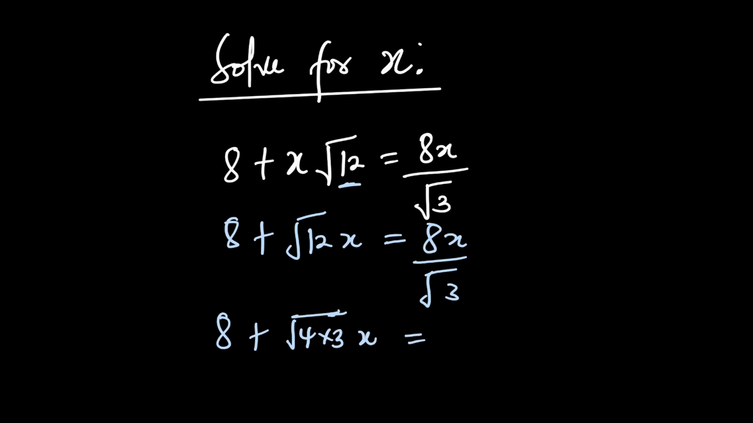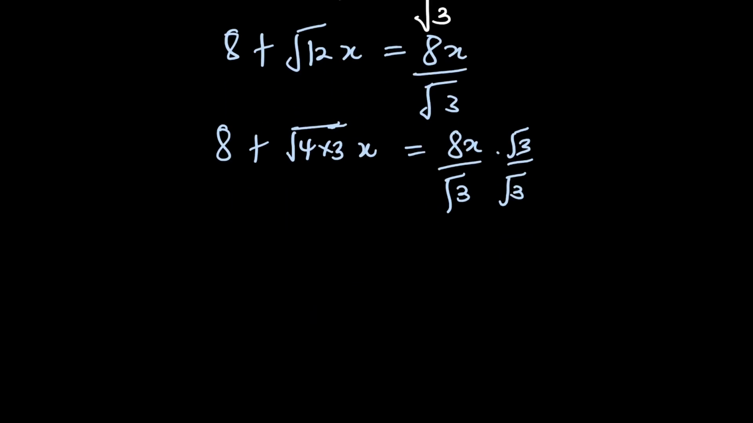x equals, now we can also rationalize this, okay? So rationalizing the denominator to get 8x all on root 3 times root 3 over root 3. We've not changed the question because root 3 over root 3 is 1, okay? Good. So simplifying, you're going to get 8 plus, so this is going to be root 4 times root 3, okay? But root 4 is what? 2. So this becomes 2 root 3.